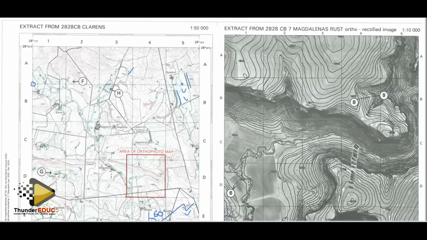Right, we move on to the next question. Look at 8 to 9 on block B4 on the orthophoto map, this area here on the orthophoto map. What is the type of landform that we find there? And what is it known as in terms of features of the drainage basin?